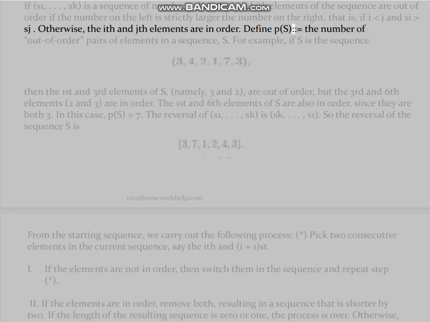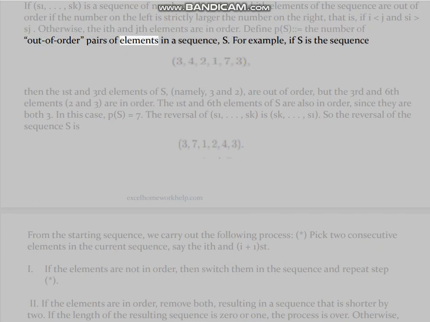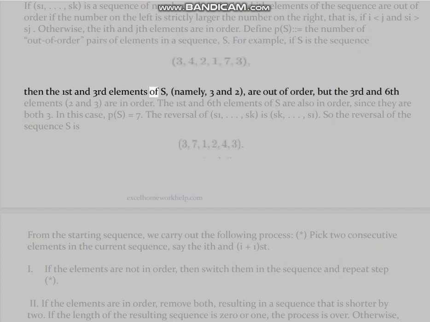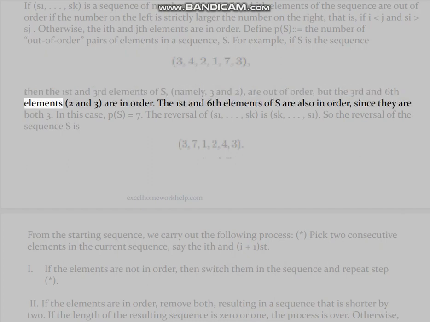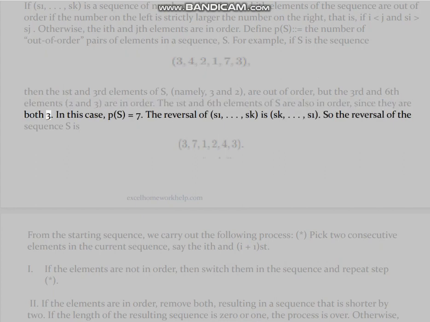Define P(S) equals the number of out-of-order pairs of elements in a sequence S. For example, if S is the sequence, then the first and third elements of S, namely, 3 and 2, are out of order, but the third and sixth elements, 2 and 3, are in order. The first and sixth elements of S are also in order, since they are both 3. In this case, P(S) equals 7. The reversal of S1 through Sk is Sk through S1.